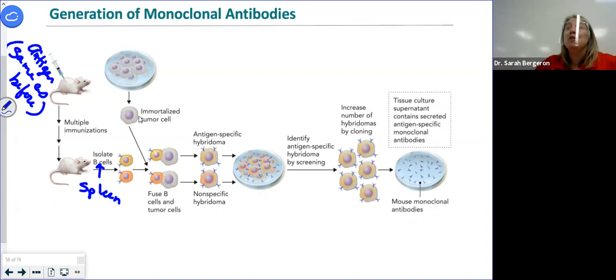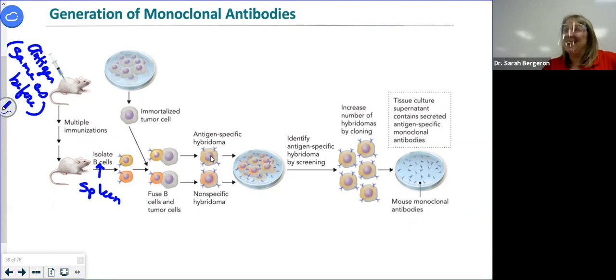They have been around for a really long time because they're immortalized tumor cells. So by fusing these isolated B cells with an immortalized tumor cell, we create a new cell. And we call this a hybridoma, right? It's a hybrid between the B cell and the tumor cell. So it's going to live forever, but it's going to make antibodies for us.